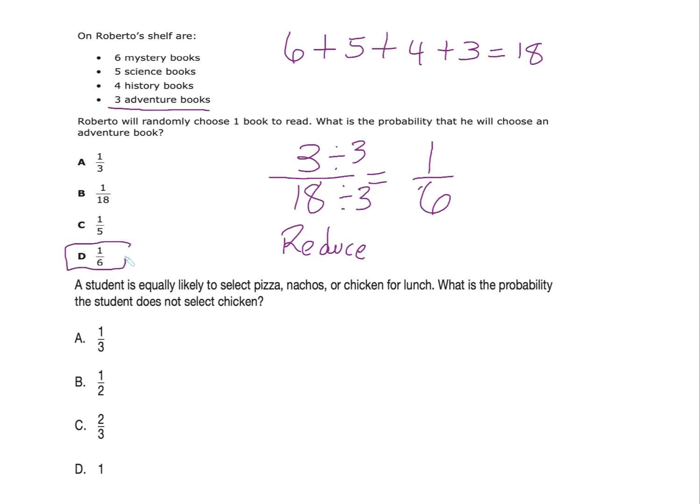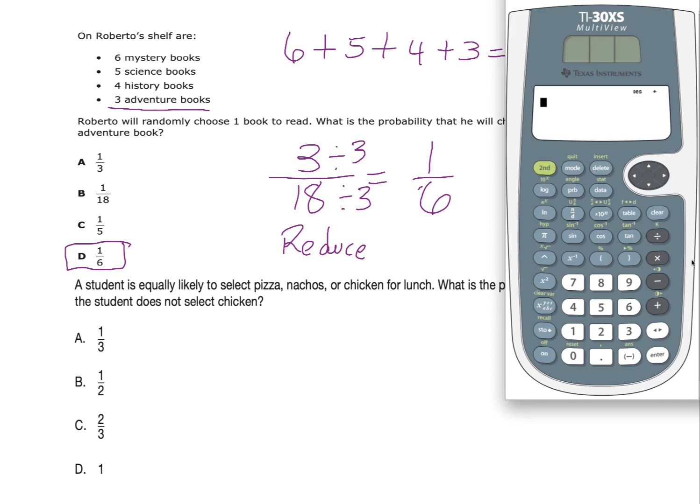So my answer is D. Now, if you're on the calculator section and you're going to use the calculator, again, you enter 3, press the fraction function. Let's enter 18. Let's go to the right. And all you have to do now is hit enter. And when you do that, the calculator will reduce your fraction. So notice you get 1 over 6.